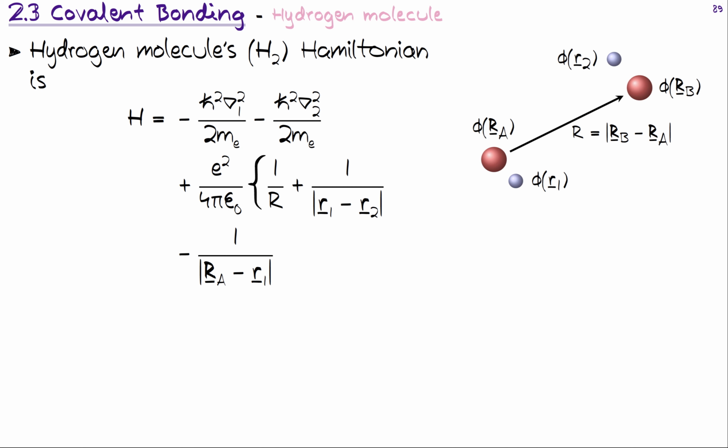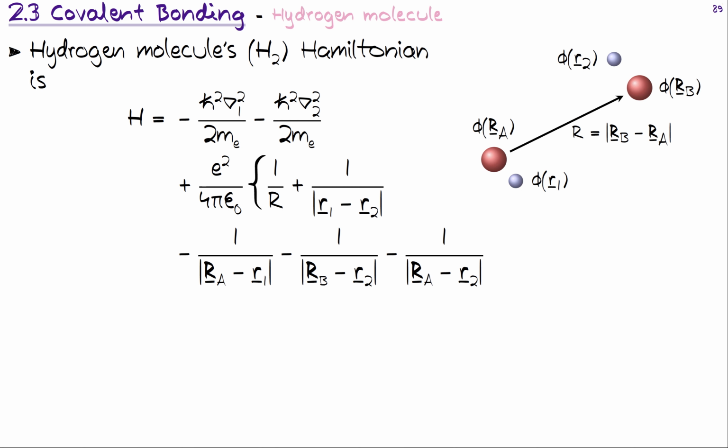Please note the sign, as we are now dealing with attractive forces between objects of opposite charge. So here 1 over capital R_A, the position of the atom A, minus R1, the position of the first electron. So that's the first attractive term. Then we have a second attractive term, 1 over R_B minus R2, so the attraction between the atom B and the electron 2.